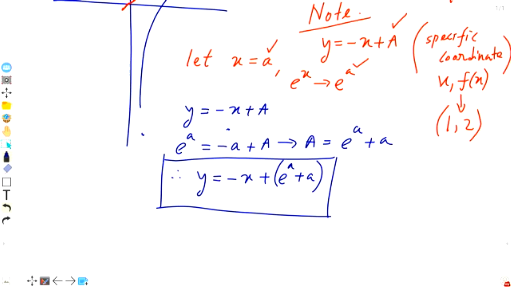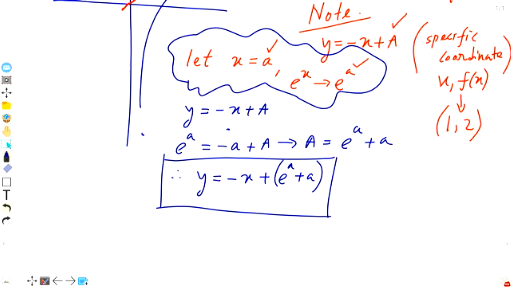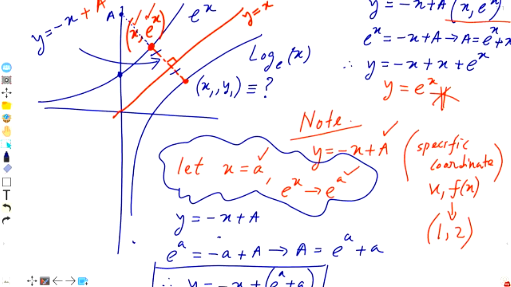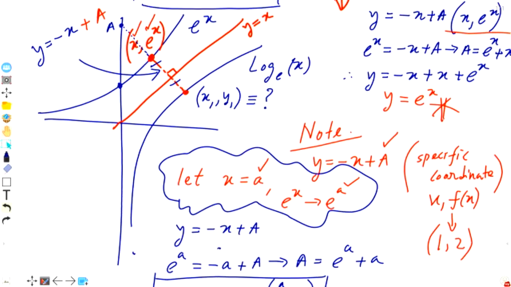You should have the specific coordinate. So this is the specific coordinate you got. Is it legitimate? Yes. Why? Because you can think that this value is A.